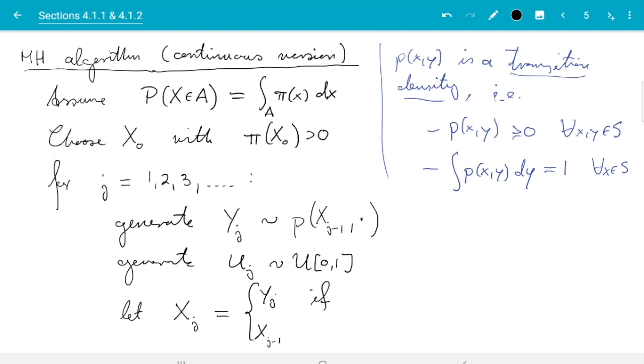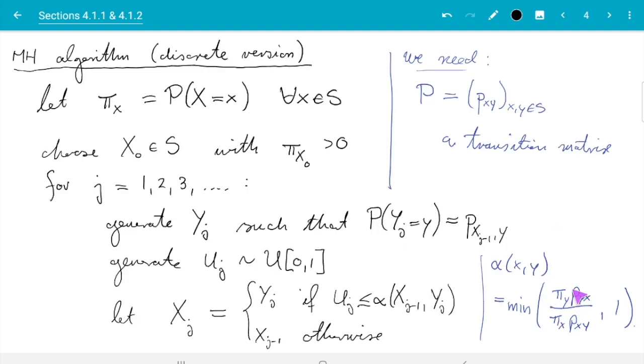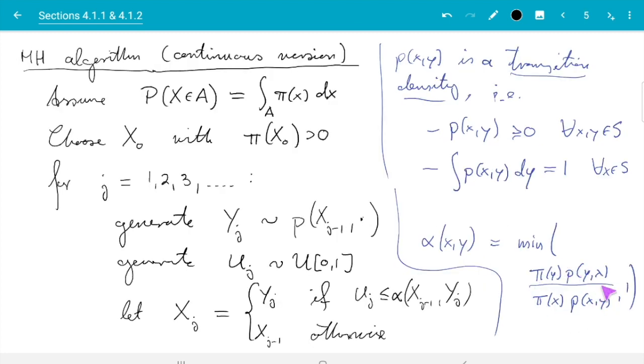And you can guess if you remember the previous slide. So if Uj is less than or equal to alpha, so with probability alpha, we take the proposal, and otherwise we reject the proposal, and the alpha again depends on the previous state and the proposal. And the formula you can guess in analogy again. So the probability of accepting a proposal from x to y is again the minimum of pi of y, that's now a function, times p(y,x), that's now a function, over pi of x times p(x,y), and then the minimum is between this and 1. If you compare it to the formula here, you'll see that in direct analogy, only these probabilities have been replaced with densities here.